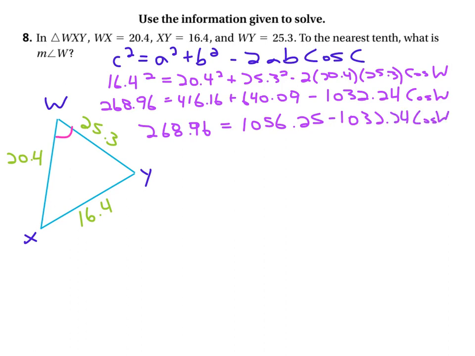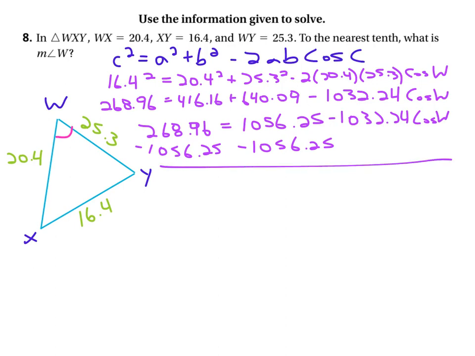1032.24 cosine w, and then we're going to subtract away this amount that's in the front from both sides, minus 1056.25, okay, equals, so we say 268.96 minus 1056.25 equals, what do we get on that side? We get negative 787.29. You're going to get a negative number there, okay?